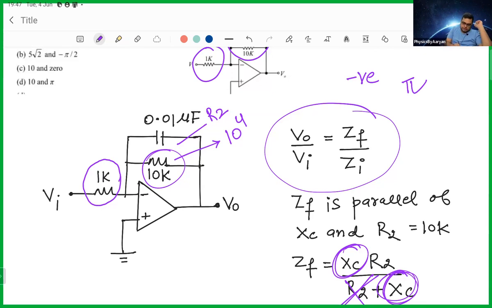So your answer D is correct. Is this question crystal clear to all of you? Any doubts here? Is it okay? Any doubts here?